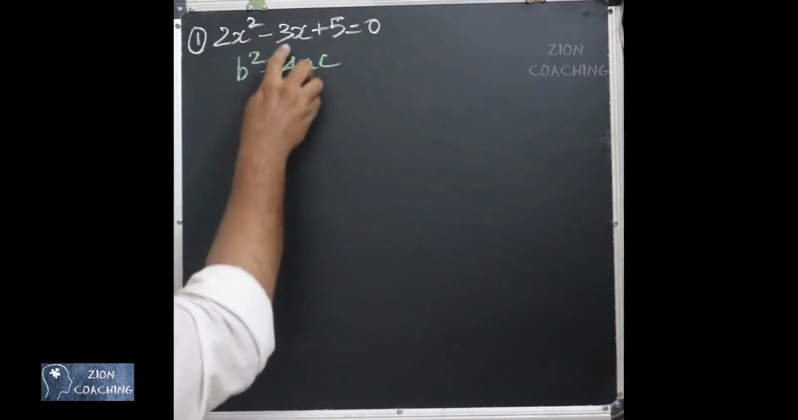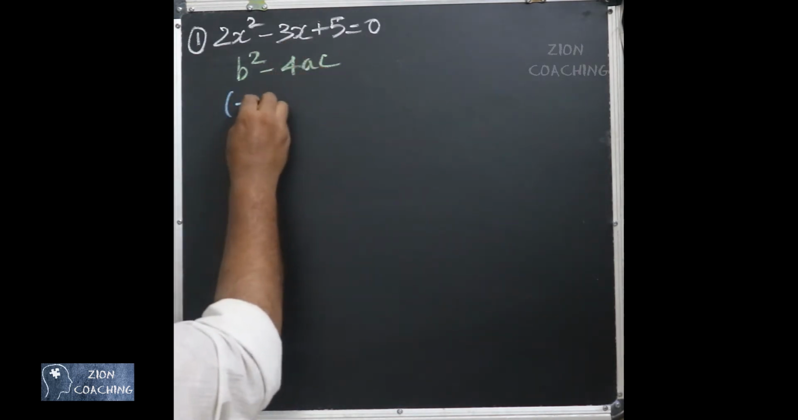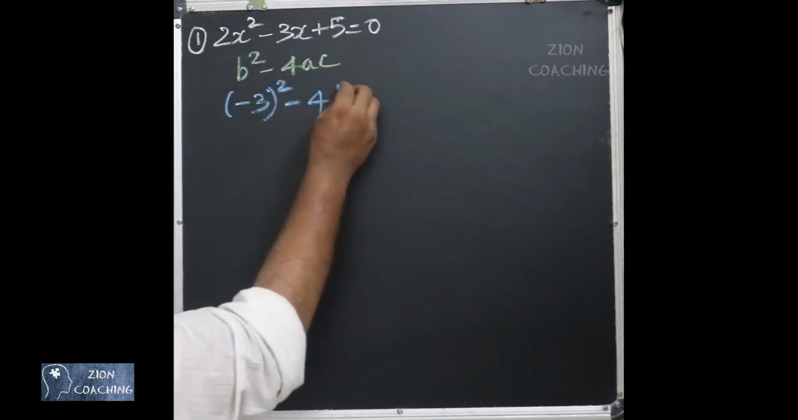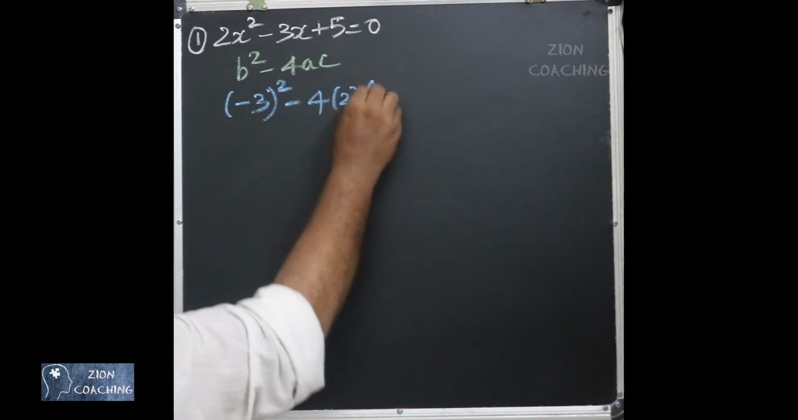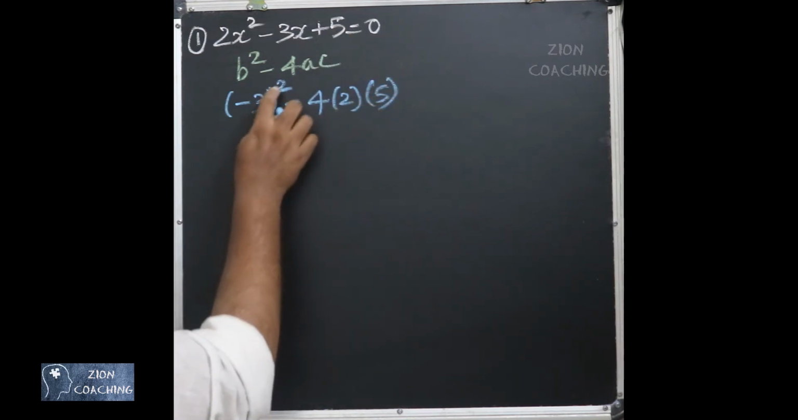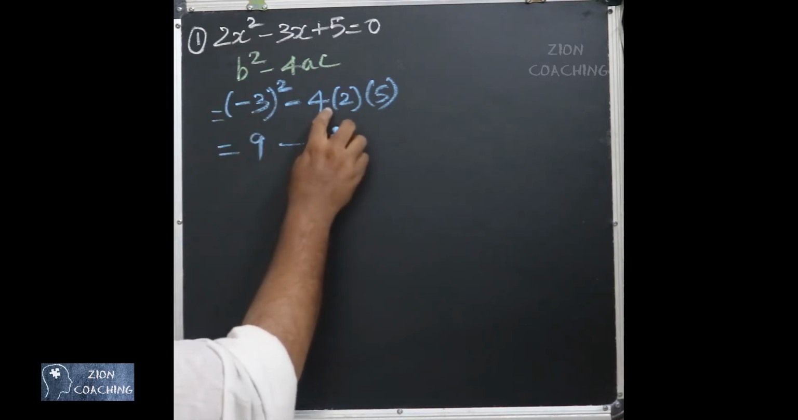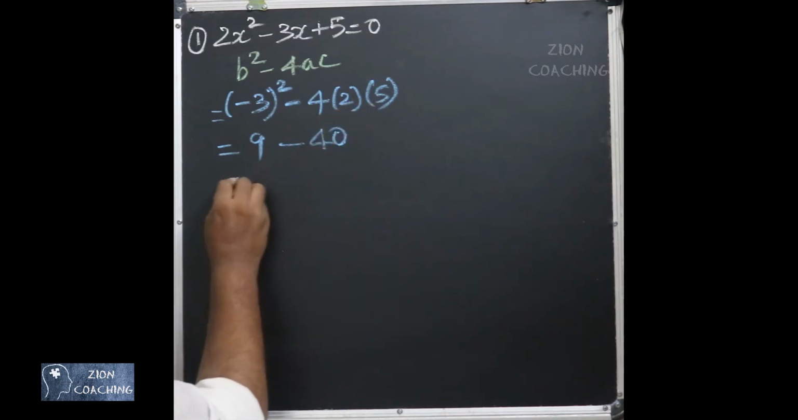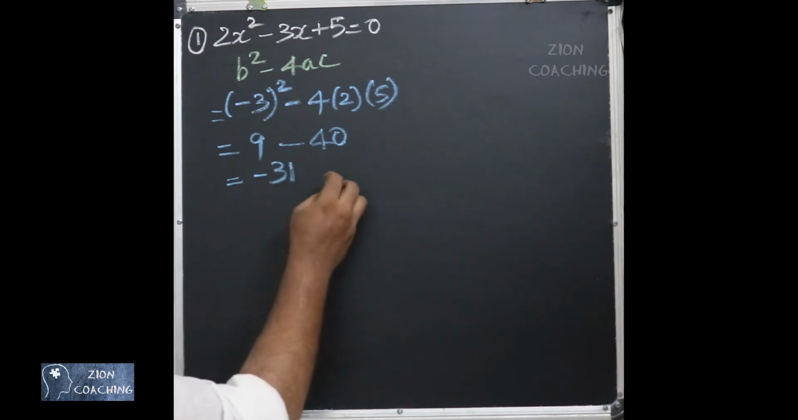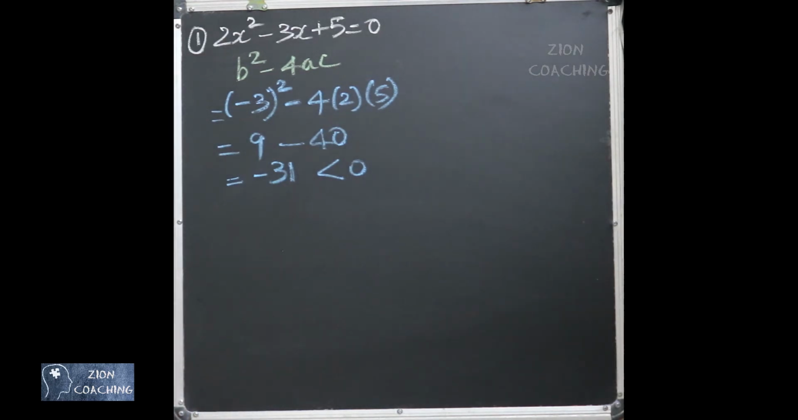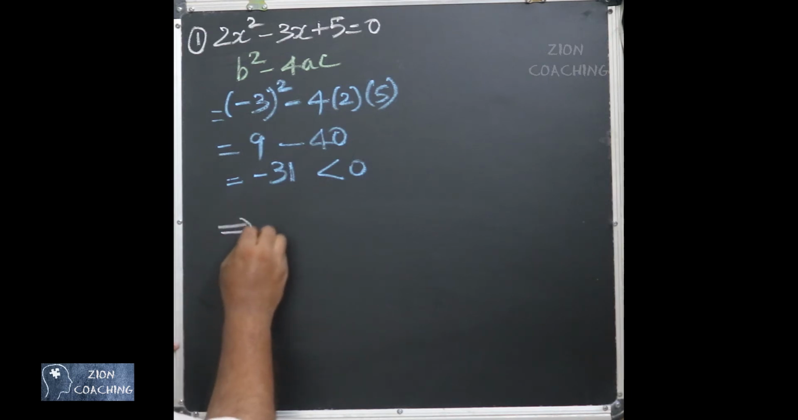You can see that your b value is minus 3, so we are going to have minus 3 squared minus 4 into your a value, which is 2, your c value, which is 5. Now minus 3 squared is 9, minus 4 2s are 8, 8 5s are 40. So the answer is minus 31. Minus 31 is less than 0. Now you can see that your discriminant value is less than 0. Therefore, it does not have real roots.